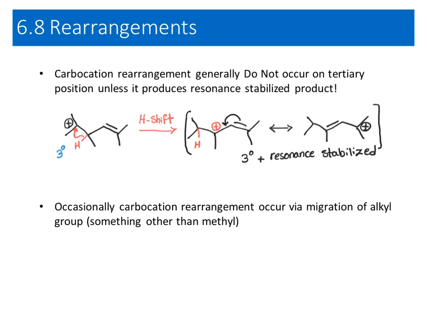The next point is that sometimes carbocation rearrangements occur via migration of an alkyl group, something other than methyl. So let's look at this example. We have this carbocation, which undergoes alkyl shift to form the more stable carbocation.